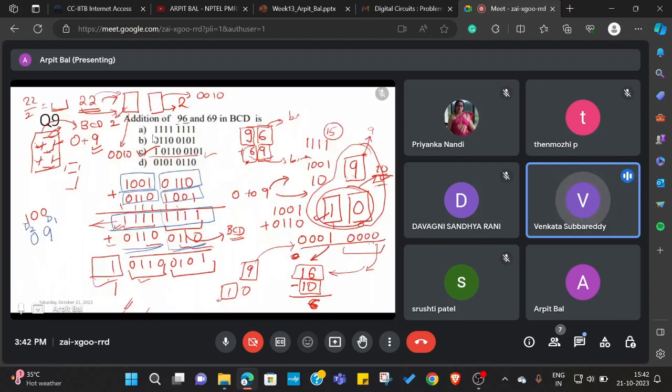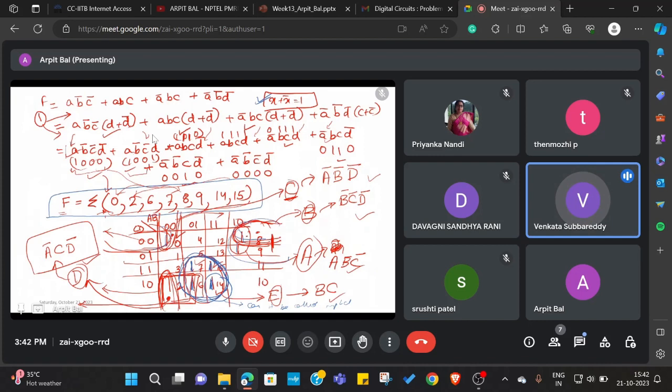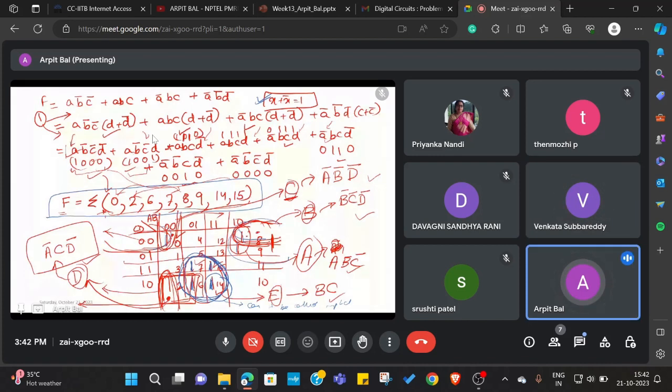But how can we say the difference between the essential prime implicants and the simple prime implicants? If one prime implicant is covered by only one term, take this example of this particular quad. If you don't include this quad, can all the implicants present here be represented by any other term, like any other prime implicant?